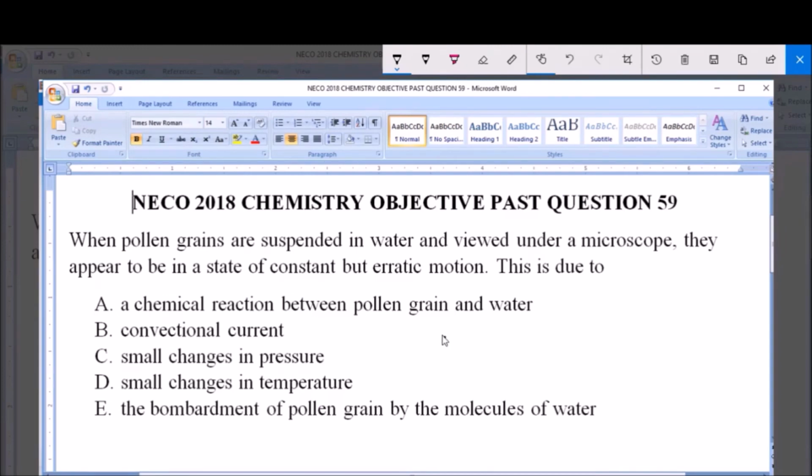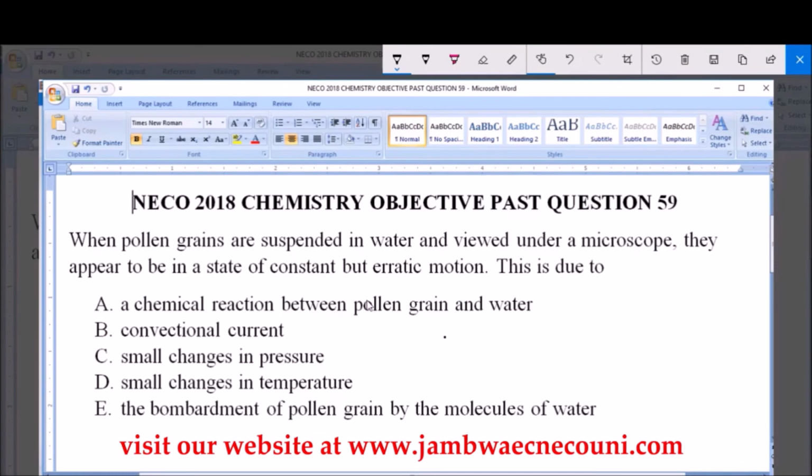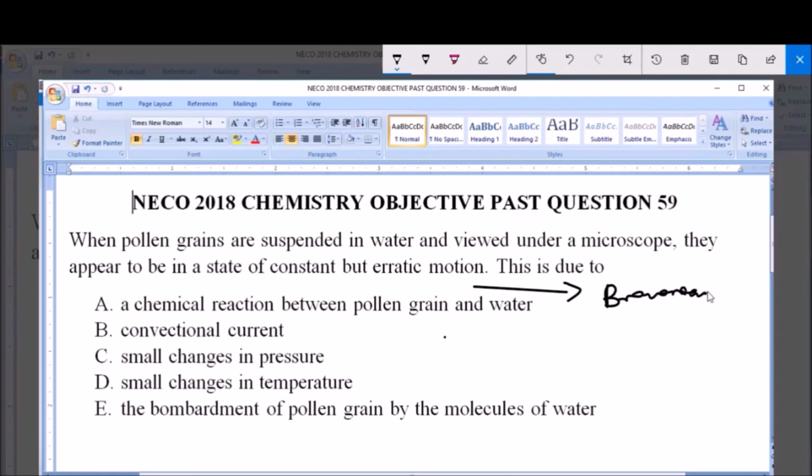Now when pollen grains are suspended in water and viewed under a microscope, it will be observed that they will be in a constant but erratic or random motion. Now this is a phenomenon known as Brownian motion. During the experiment, it was observed that when a pollen grain is placed in water and viewed under a microscope, these pollen grains begin to move haphazardly. That is, their motion is haphazard and random. That is the erratic motion here, and constant.